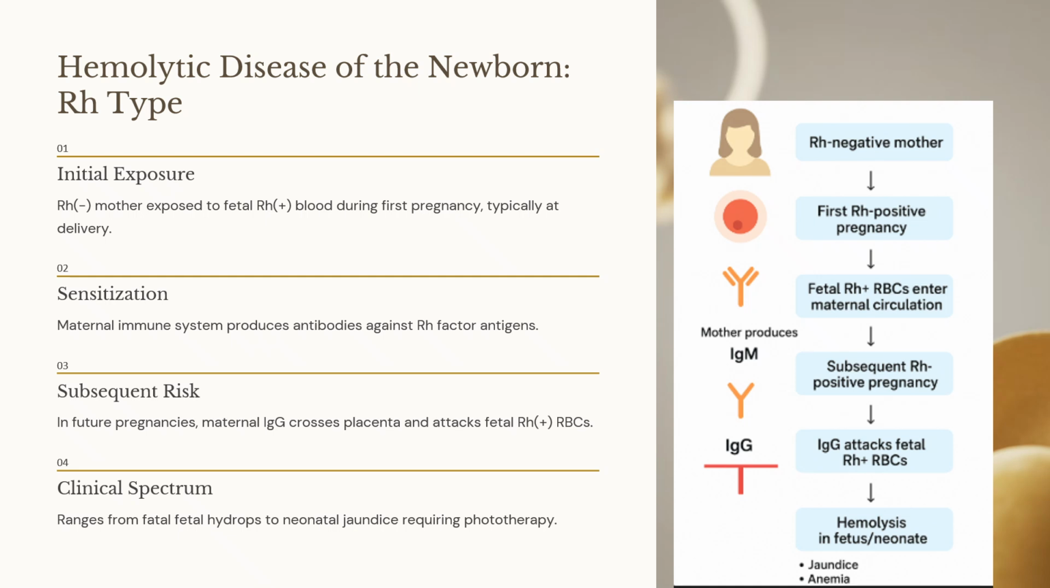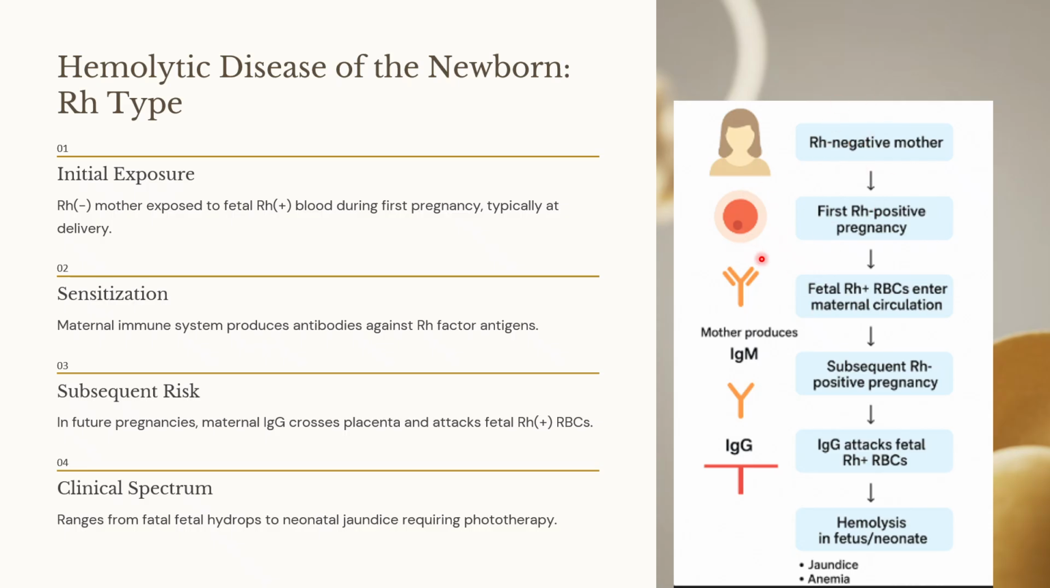Welcome to the topic hemolytic disease of the newborn. Here we will be talking about the differences and in detail about the Rh type and the ABO type. Hemolytic disease of the newborn Rh type occurs when an Rh negative mother carries an Rh positive baby.